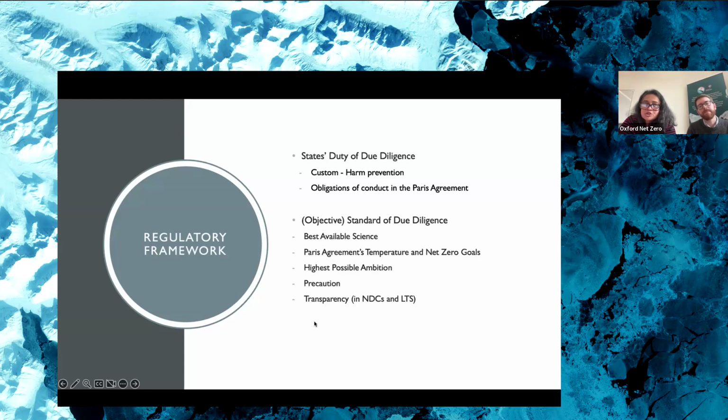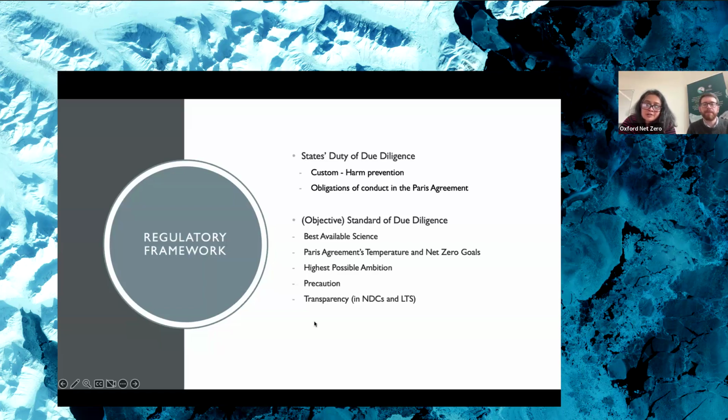The Paris Agreement's temperature and net zero goals, which I spoke about earlier, have been repeatedly reinforced in subsequent Conference of Parties decisions. Then there is the highest possible ambition, the normative expectation of which we find in Article 4.3 of the Paris Agreement. Again, there's a strong normative expectation that parties' actions will align with best available science, with the Paris Agreement's temperature and net zero goals, and with the highest possible ambition.